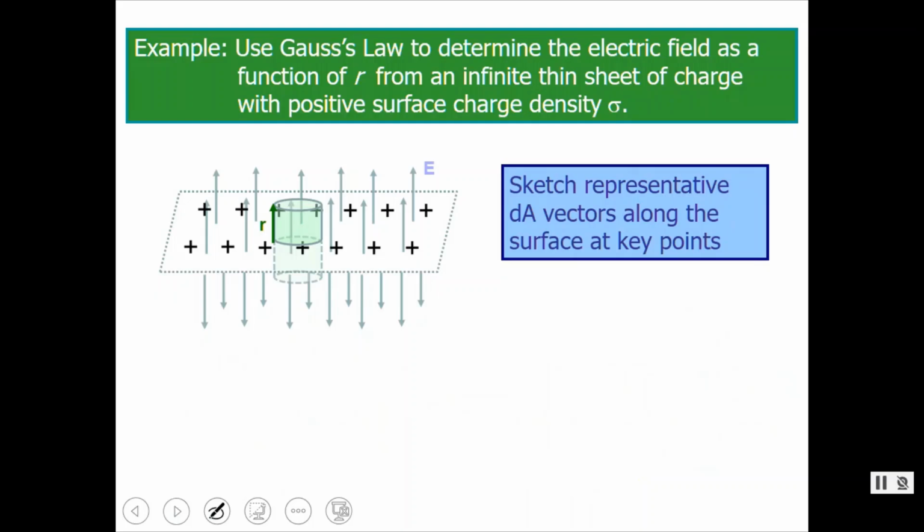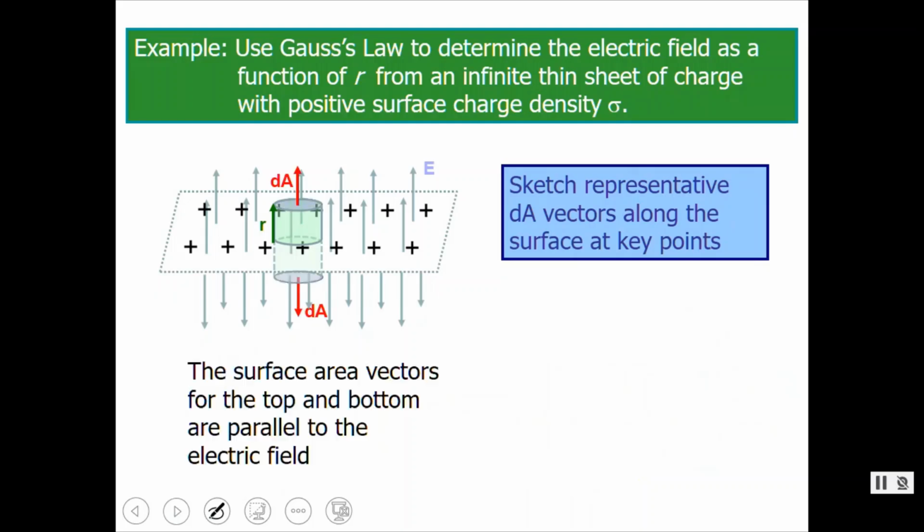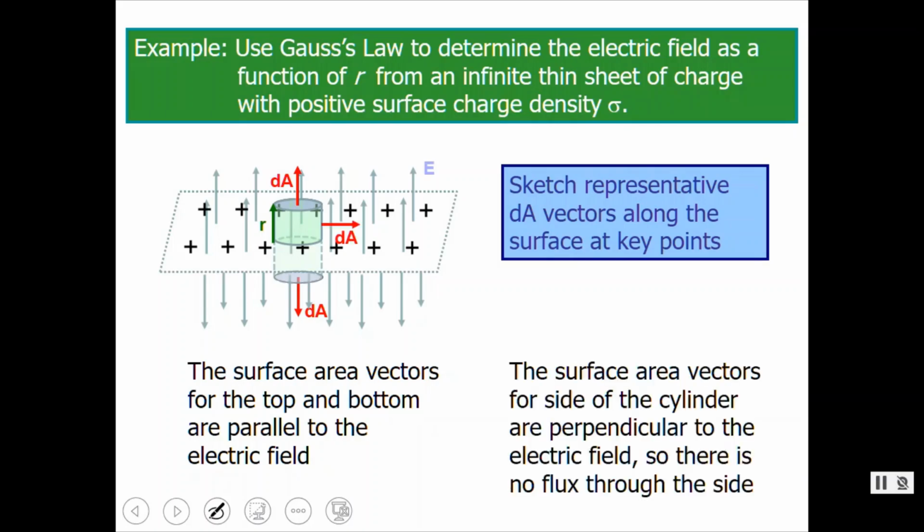So we want to sketch some representative dA vectors along key surface points. We have 3 surfaces, so I want to make sure I have at least 3 sections. I could have a top and bottom, so I'd have a little dA vector for the top and a little dA vector for the bottom, and then a dA vector for the side. You can see the dA for the top and bottom are parallel to the field and pointing in the same direction, and my dA vector here is pointing perpendicular to the field. So that's what I want.